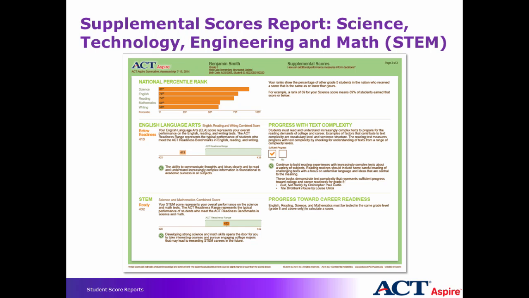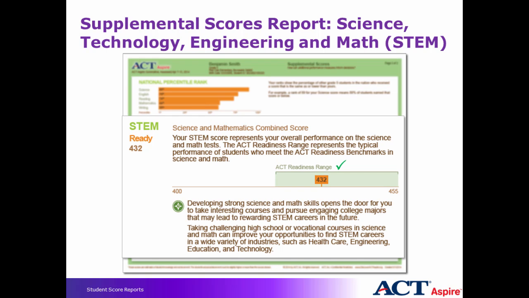Benjamin's Science, Technology, Engineering, and Math, or STEM score of 432 did fall within the ACT readiness range. The STEM score is the average of his performance on the science and math tests and is only given to students who test in both subjects. Both the ELA and STEM sections include insights about how you can further build your knowledge and skills and improve your readiness for college, career, and workplace training.